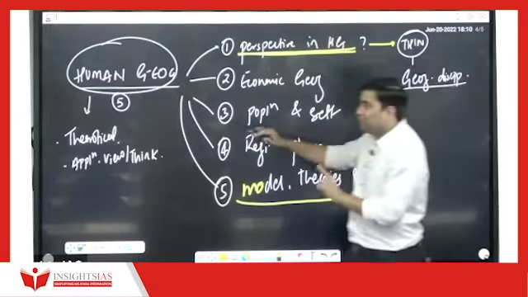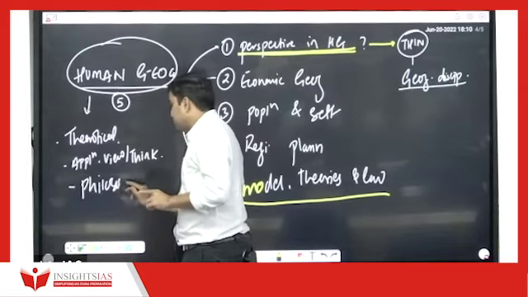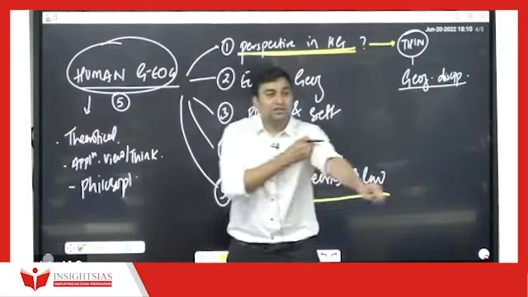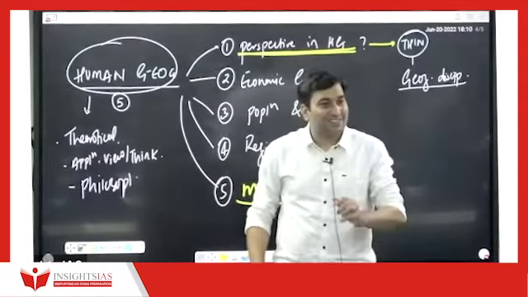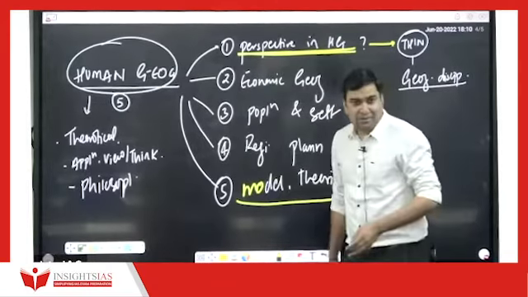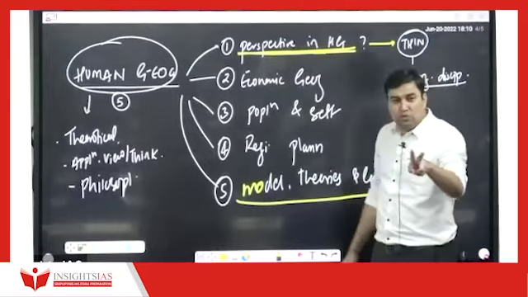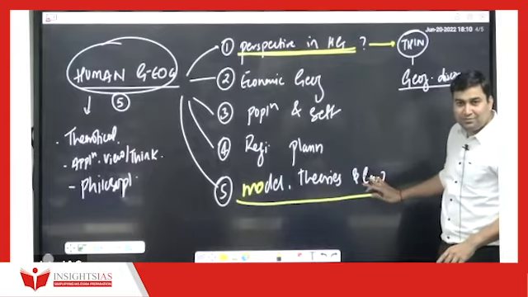That means it is a philosophy. It is a philosophical part of geography. It essentially established geography as a science, and it is the most interesting part of geography, where you can read one or two reference books that I will tell you. Don't worry about that. I hope that you are understanding it.